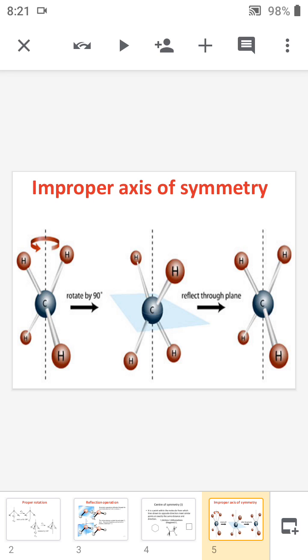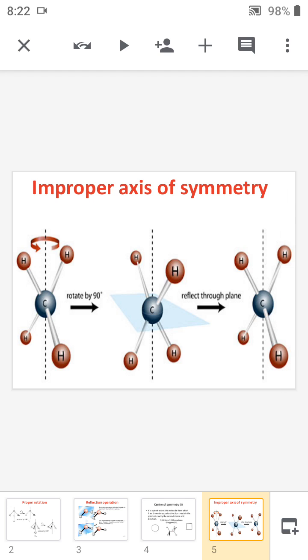Consider this molecule. This is a methane molecule. Every hydrogen atom is substituted. If it is rotated by 90 degrees, we will get this configuration. And if we take a plane perpendicular to the axis of rotation, we will get the last configuration. And if the last configuration and the first configuration are similar, then we call it that this molecule has the improper axis of symmetry.